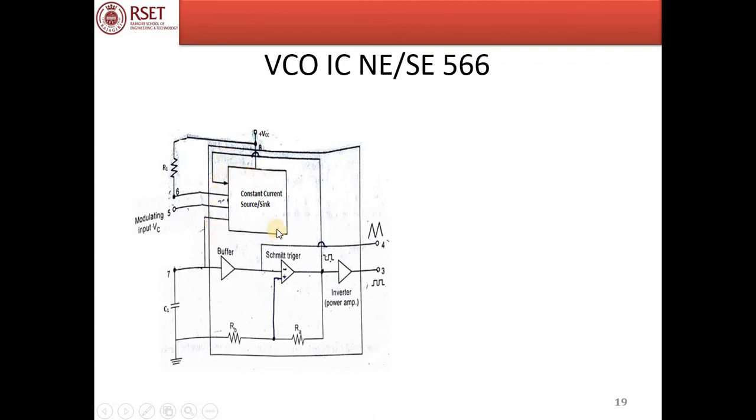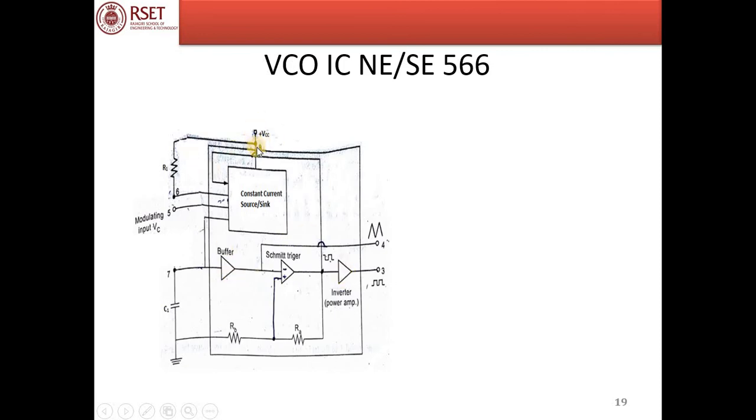As we studied the general working of a grounded capacitor VCO, here we have a constant current source / sink. It is a constant current source, which means that the capacitor charging would be linear. There is an inverting Schmitt trigger. Then you have two buffers.